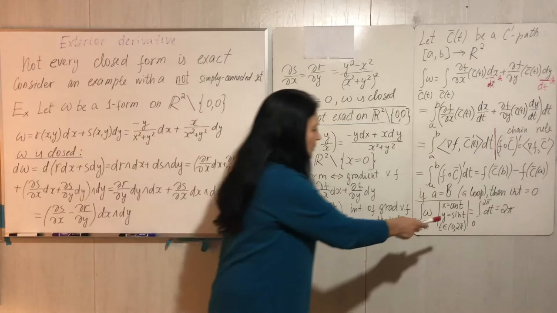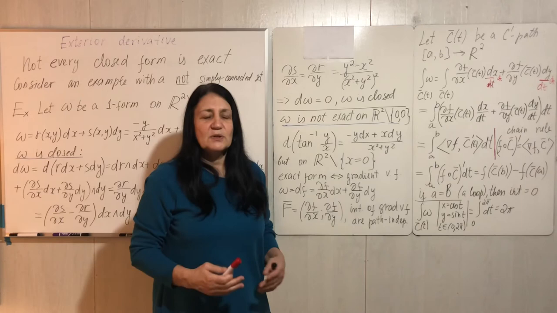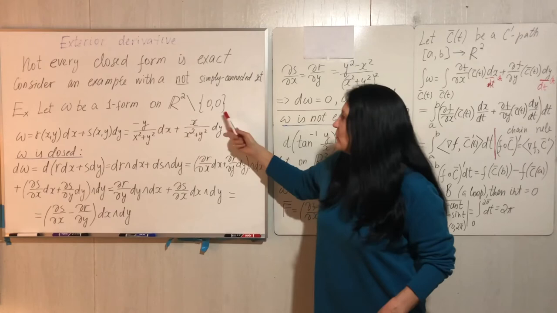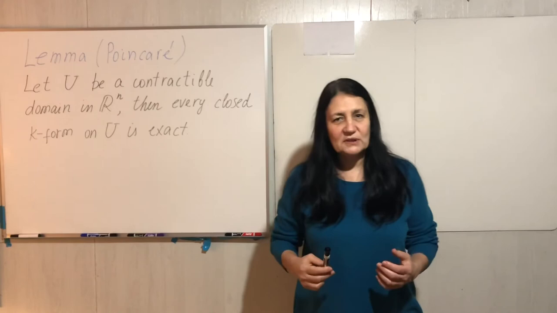Integral from 0 to pi of dt. And this integral equals pi. So we're not getting 0. So it means that our form is not exact on this domain, R2 minus the origin. So we just established that every exact form is closed, but not every closed form is exact.